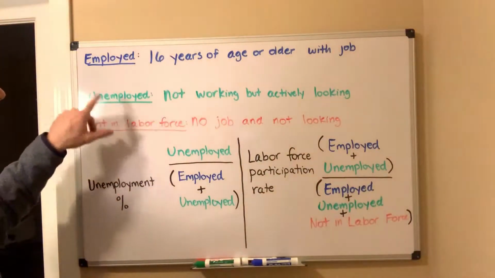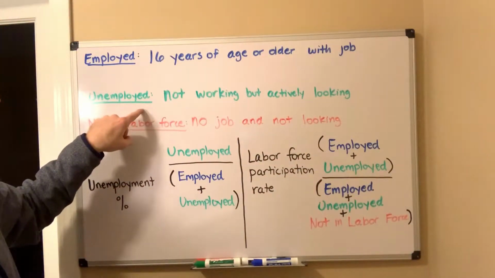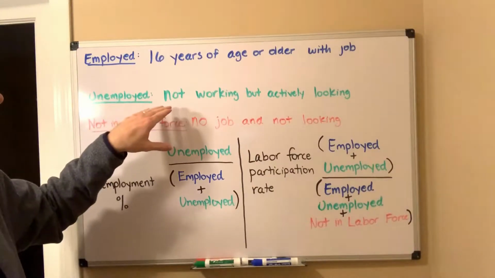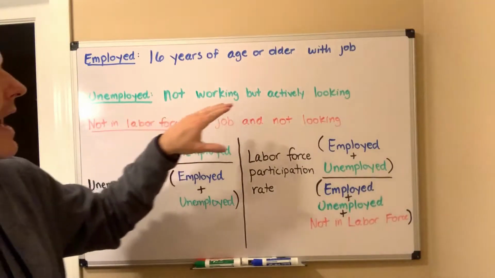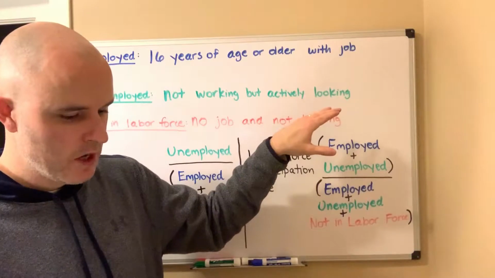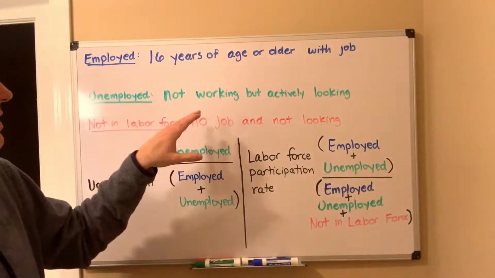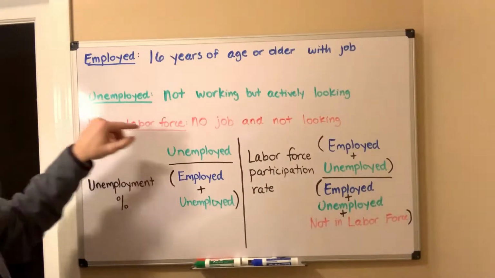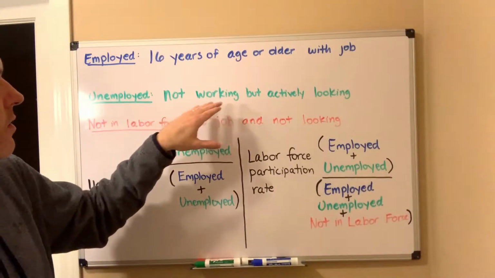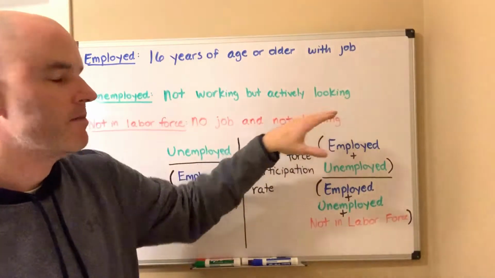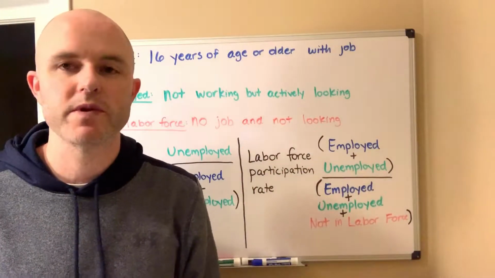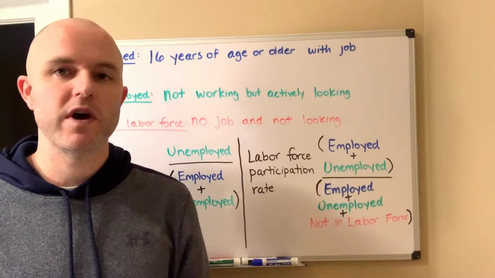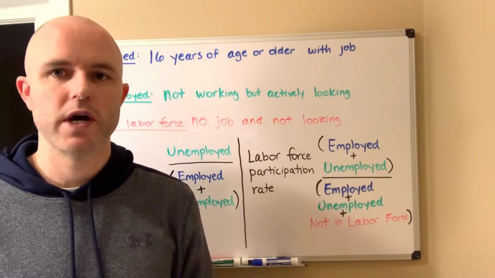Okay, now being unemployed refers to not working but actively looking. There's a key difference between these two terms here. When we say what actively looking means as far as the Bureau of Labor Statistics is concerned, it is that within the past 4 weeks, you have been looking for a job.